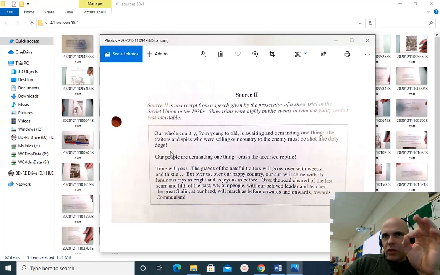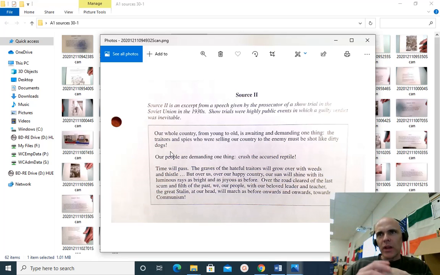Our whole country, from young to old, is awaiting and demanding one thing: the traitors and spies who are selling our country to the enemy must be shot like dirty dogs. Our people are demanding one thing: crush the accursed reptile. Time will pass, the graves of the hateful traitors will grow over with weeds and thistle, but over us, over our happy country, our sun will shine with its luminous rays.